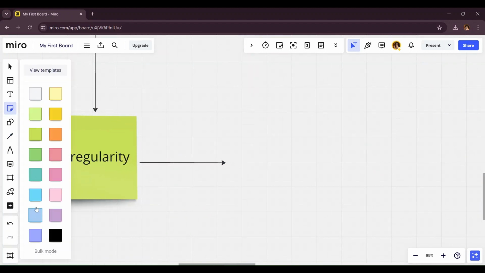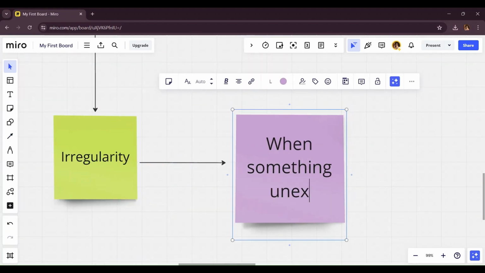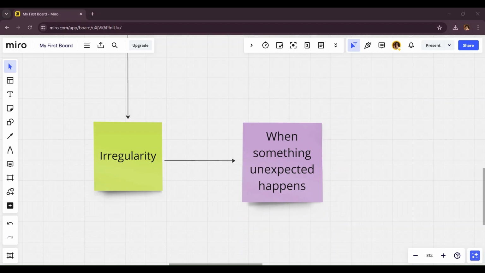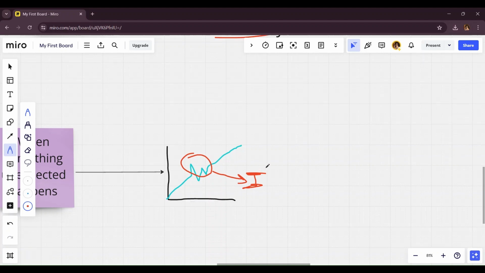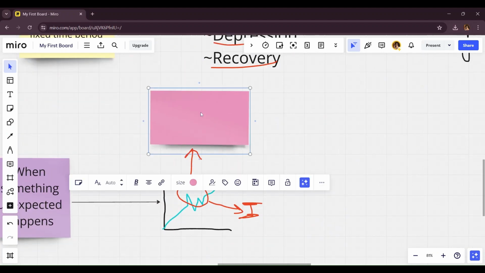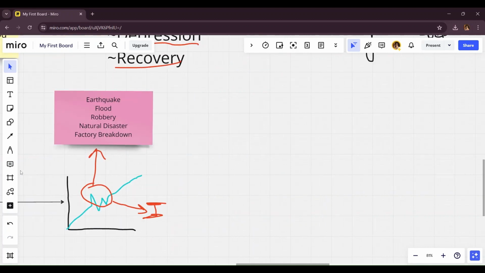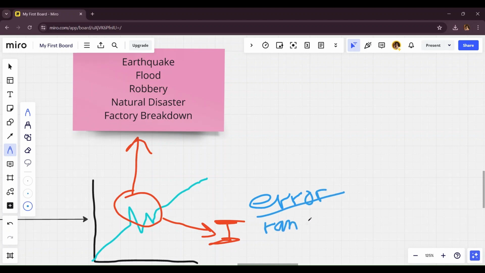Last one, we have irregularity. It's when something unexpected happens. Everything is going fine unless this thing happens. This can be anything. For example, an earthquake, flood, robbery, natural disaster, or even a factory breakdown. It's also known as error or random, and it's only for a short duration of time.